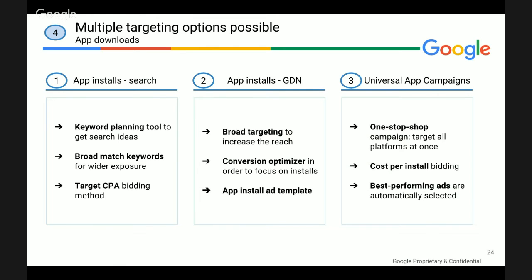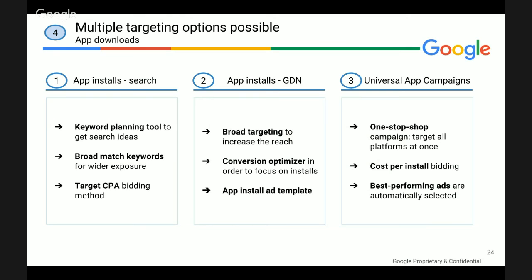The second one is utilizing the display network of Google. And again, quite similar to search, very broad targeting to reach as many interesting customers as possible. There's also Conversion Optimizer, which allows the bidding strategy to focus on installs and basically showcase your ads to those customers who have previously shown an intention to buy your or any other app.